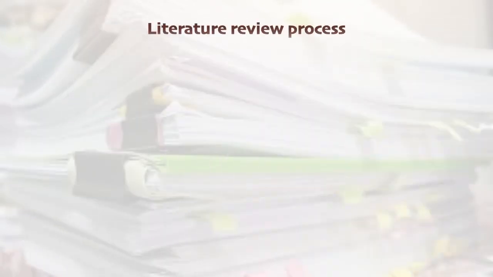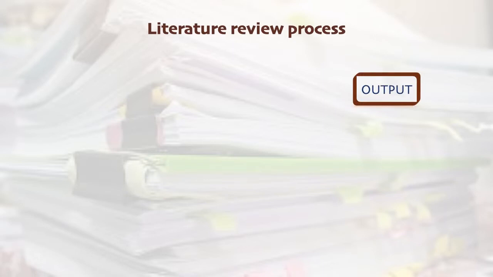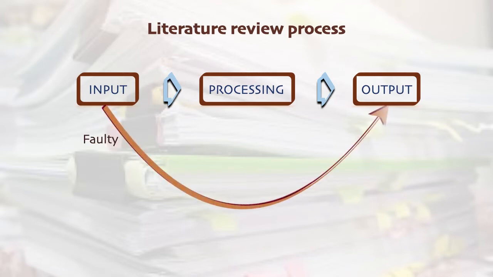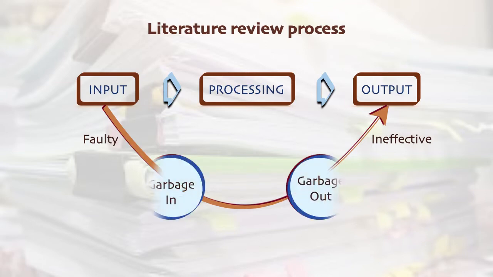Using a systematic literature review process cannot be emphasized enough. A literature review output will be of quality if the input stage and processing stage is systematically followed. We may have a very good system processing, but if the system input is faulty or of low quality, the resulting output of the literature review process will not be effective. We will end up with a case of garbage in and garbage out.